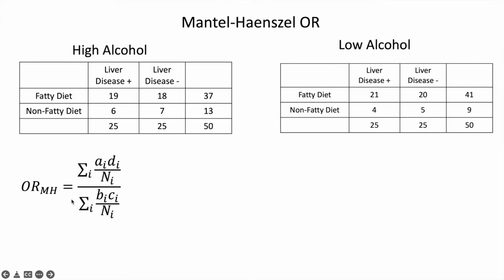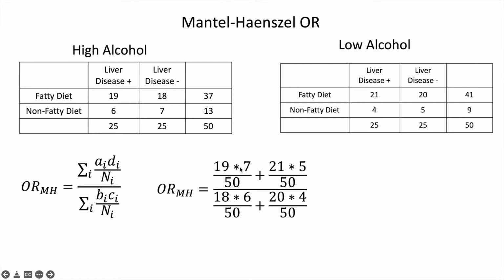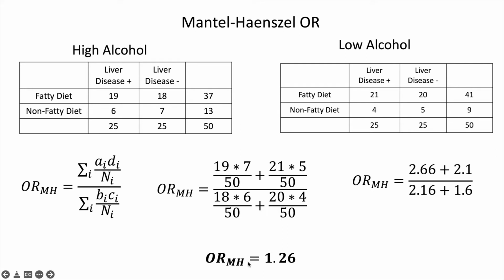And we can also calculate the Mantel-Haenszel odds ratio. So we have A times D, so 19 times 7 divided by the total of 50, and we do the same for the other stratum. So A times D, 21 times 5 divided by 50, that's the total number in the low alcohol stratum. And then in the denominator, we have B times C, so 18 times 6 divided by the total number in that stratum. Same with low alcohol, 20 times 4 divided by the total number in that stratum. It's kind of repetitive, but that would come out to a Mantel-Haenszel adjusted odds ratio of 1.26.